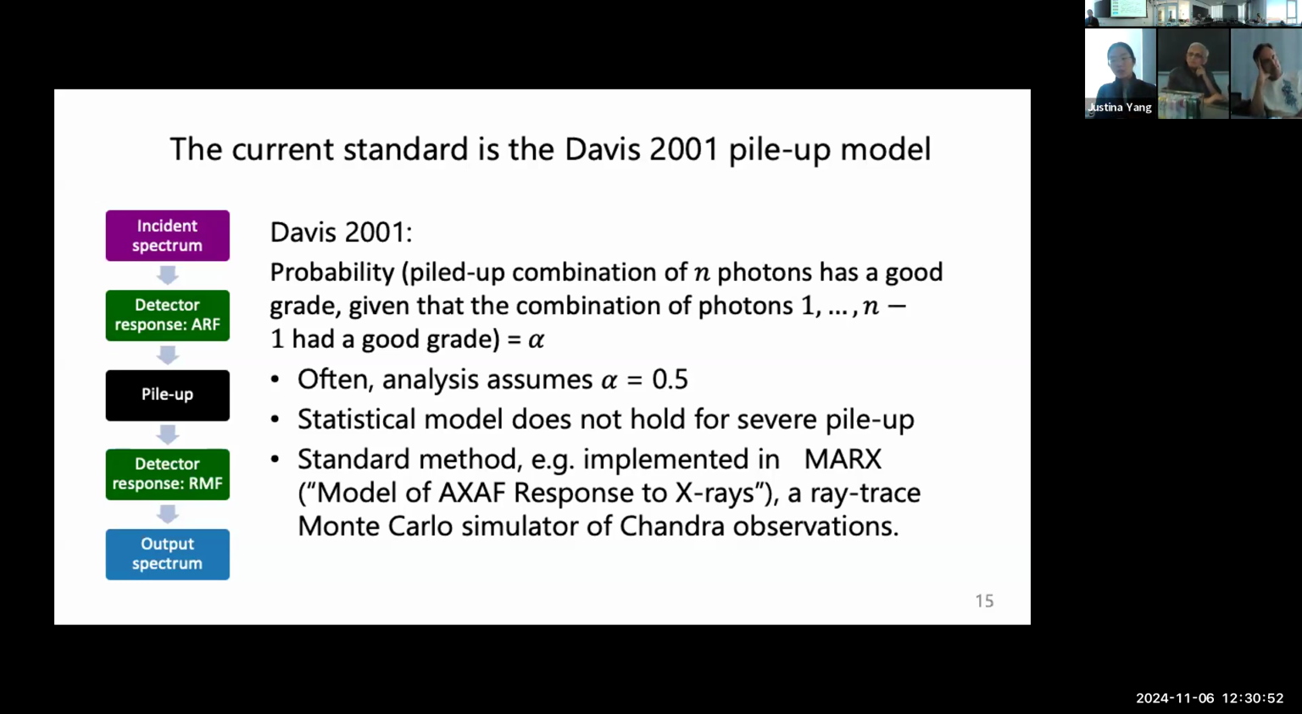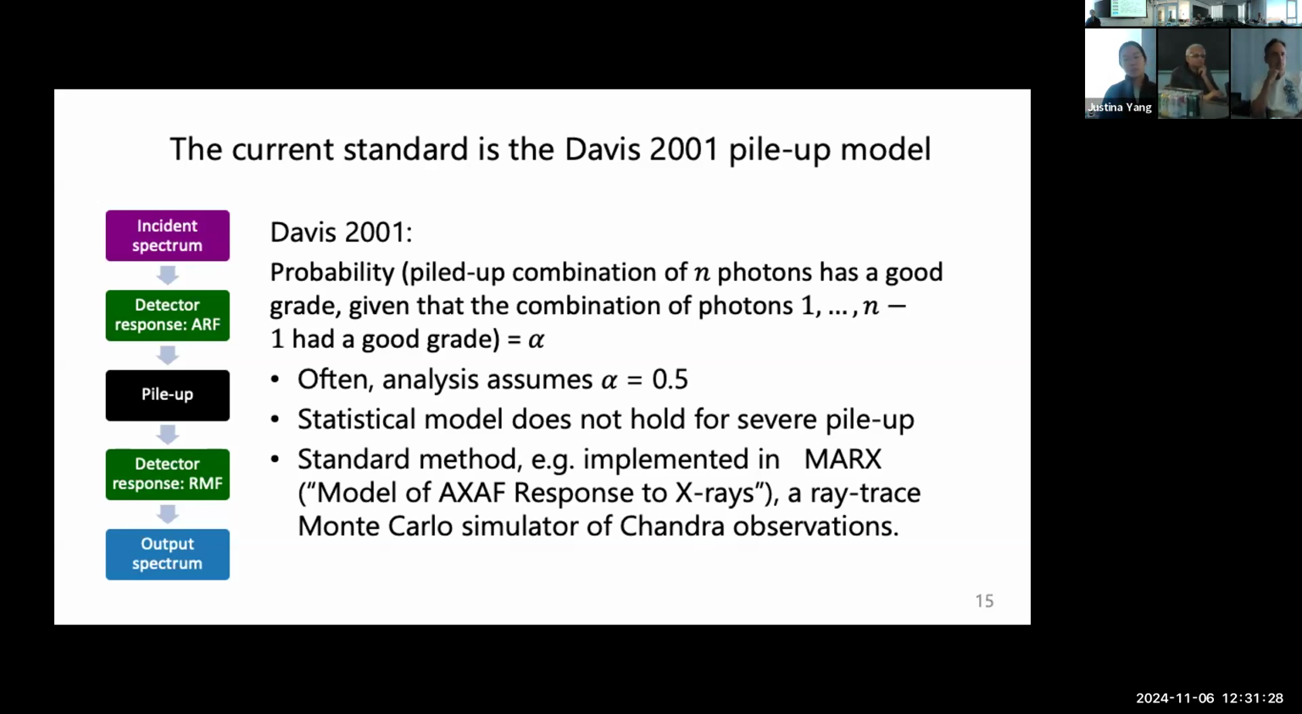And this model works more poorly for severe pileup. So if you have more than 10 photons that are incident on the detector and that produce a pileup event, then this model doesn't work so well. But it is a standard model, it's implemented in MARX. And I'm going to be talking about it a lot because it's going to come up in my model of training a neural network to try to match a simulated version of pileup. So just to talk a little bit more about MARX, I will use it to simulate training data.